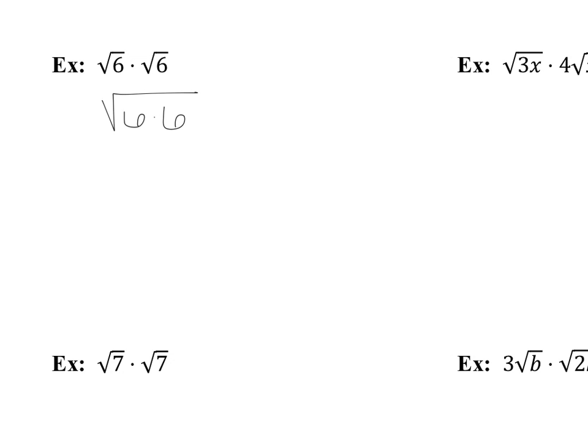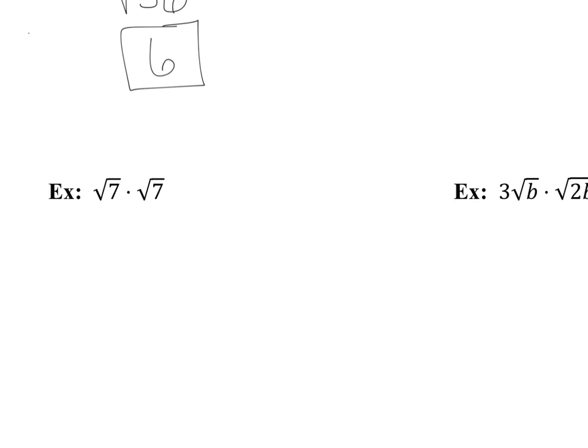So in this case, it would be the square root of 6 times 6. But then the square root of 6 times 6 would be the square root of 36, and I know that the square root of 36 is 6. So this is a case where by multiplying together, I actually end up with something that I can simplify.